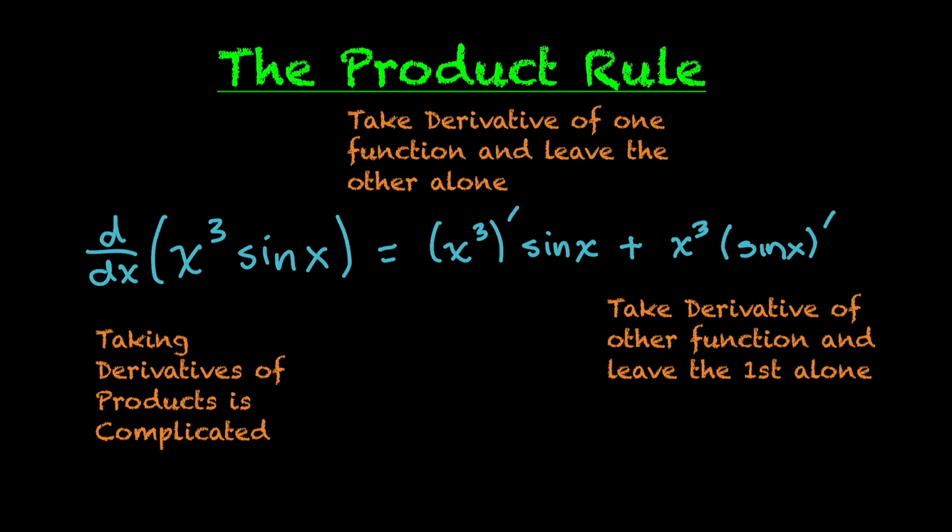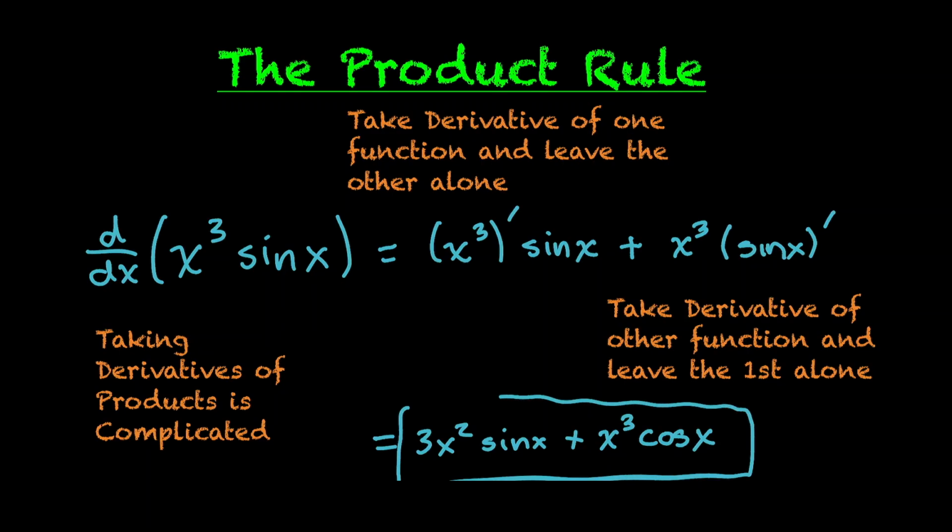So there is the product rule, and all we have left to do is take these two little derivatives here. At the beginning, the derivative of x cubed is 3x squared. Again, we're leaving sine of x alone at first. Then we're leaving x cubed alone, and we're taking the derivative of sine. So the derivative of sine is cosine of x. So we end up with 3x squared sine of x plus x cubed cosine of x.